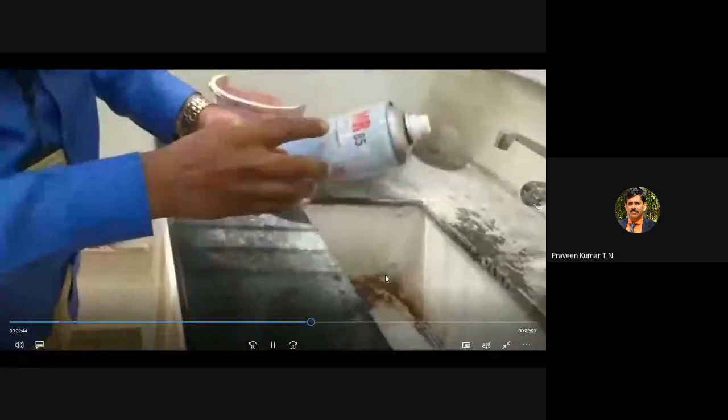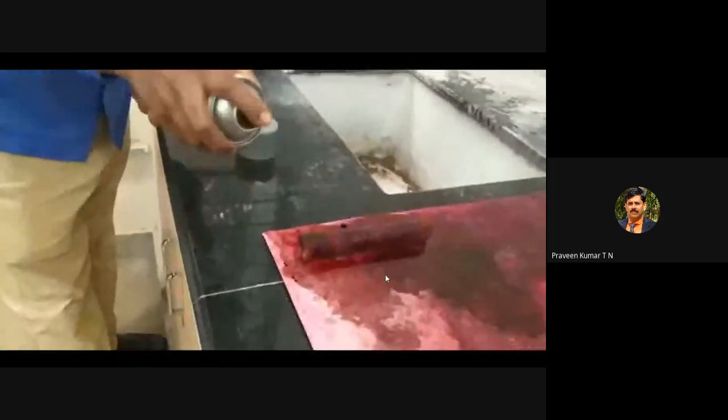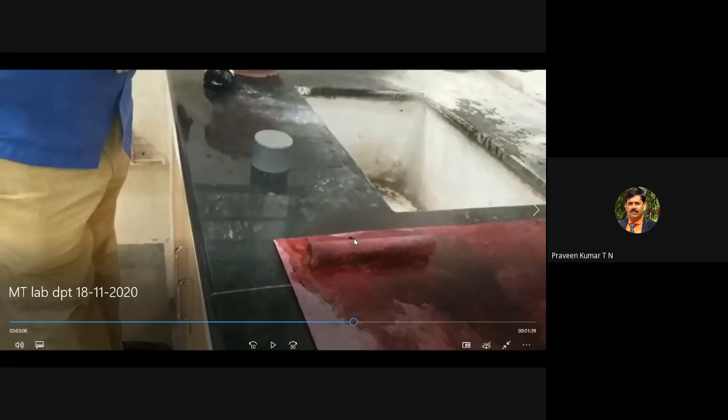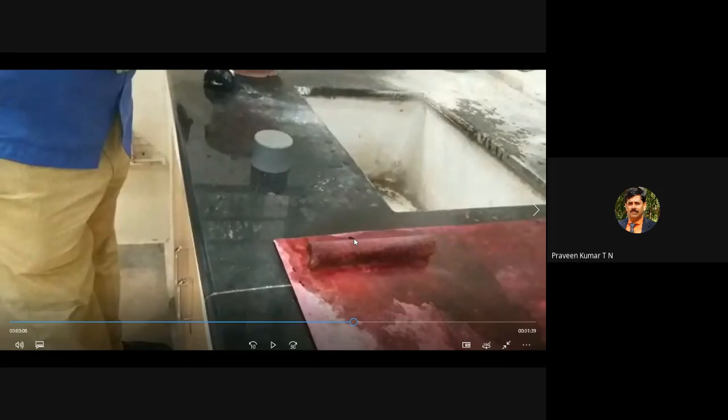Now you are applying the red color penetrant to the welded specimen. There is a contrast color between penetrant and developer, because the penetrant is red and the developer is white. Once you remove the developer from the surface, we end up with only the penetrant in the crack, not in any other surface area.